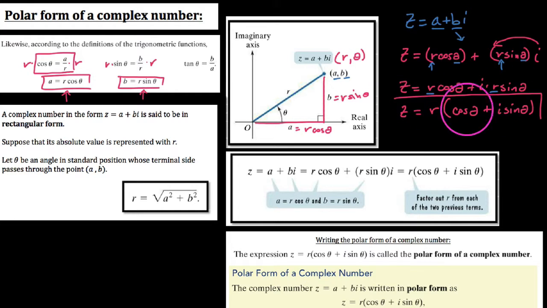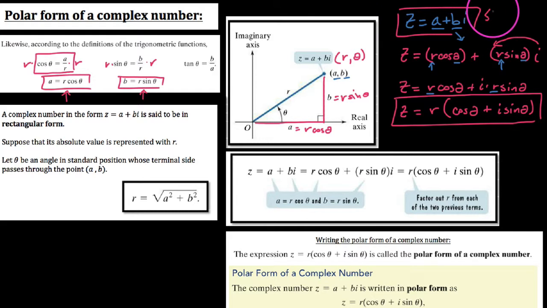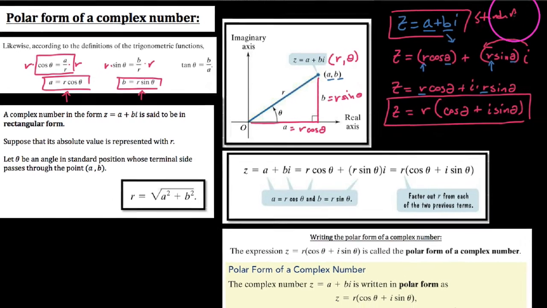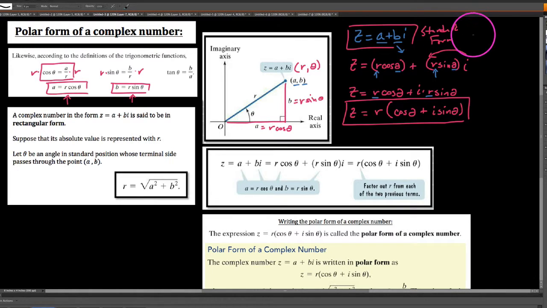And we're going to give this a name. As a matter of fact, up on top here, this is our standard form of a complex number. Standard form. Often we refer to this as the rectangular form. What we have down here is still a complex number. Let's write number first.